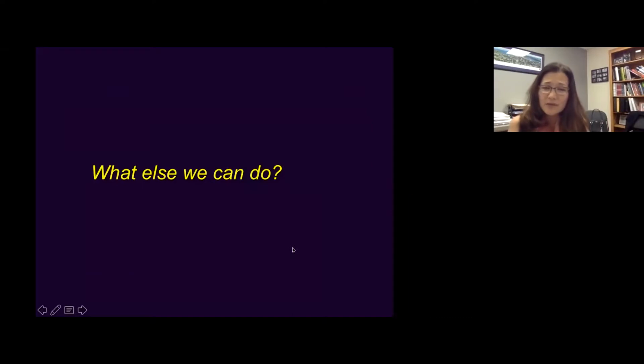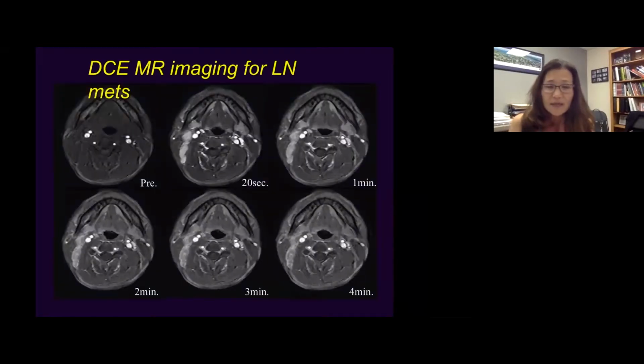So what else can we do? Is there anything else we can do to be more accurate? One thing that I love to do is dynamic contrast enhanced MRI of lymph node metastasis. This is a patient with nasopharyngeal cancer with metastasis to the right side of the neck. You see multiple large lymph nodes on the right neck, level 2 and then zone 5.